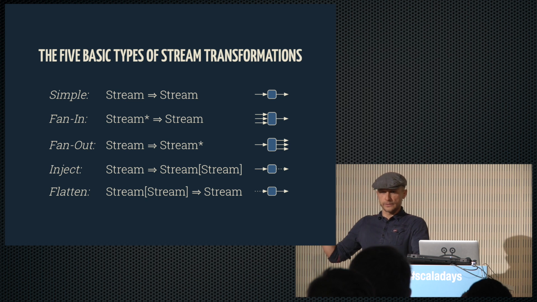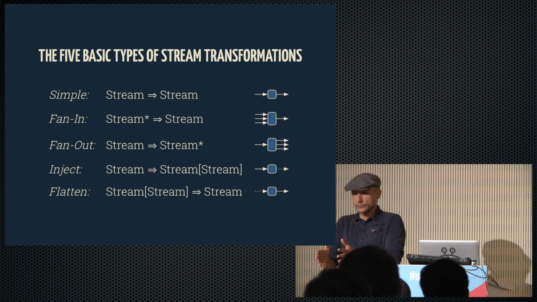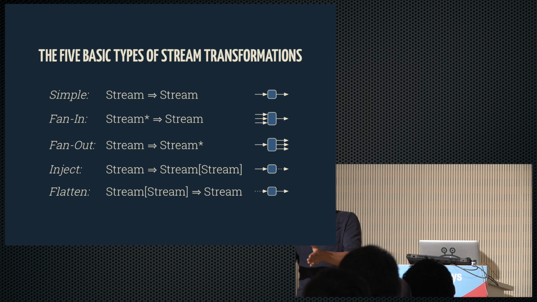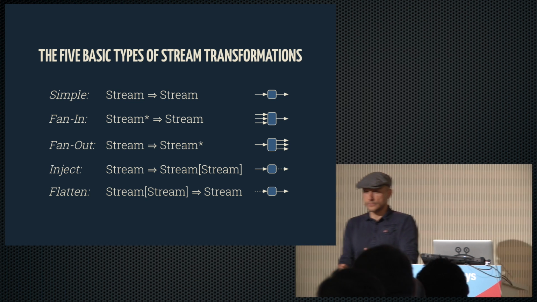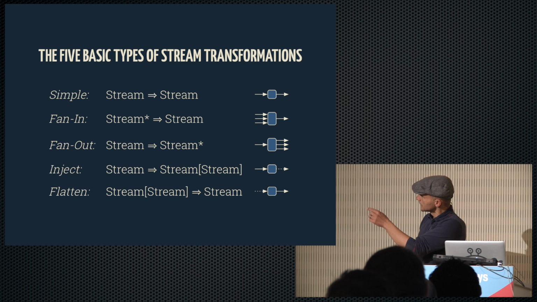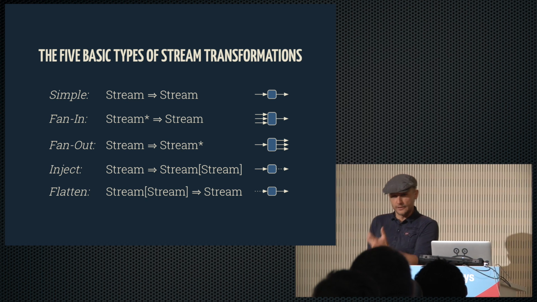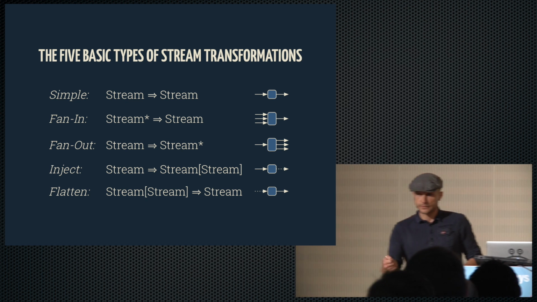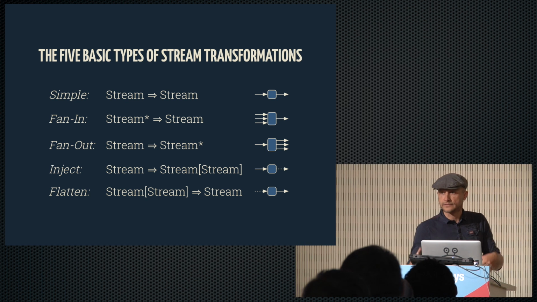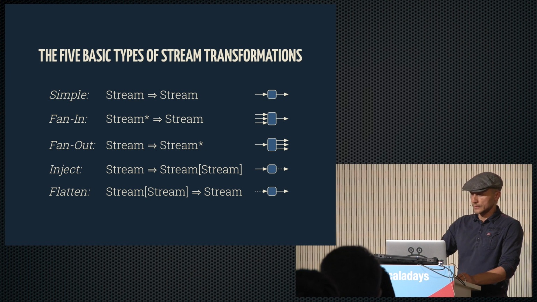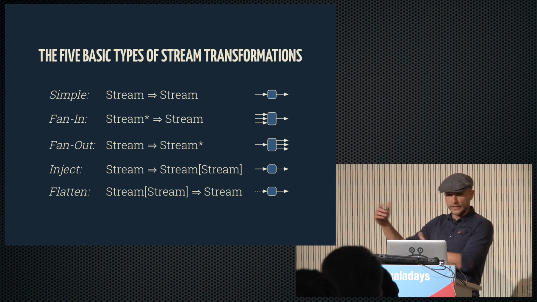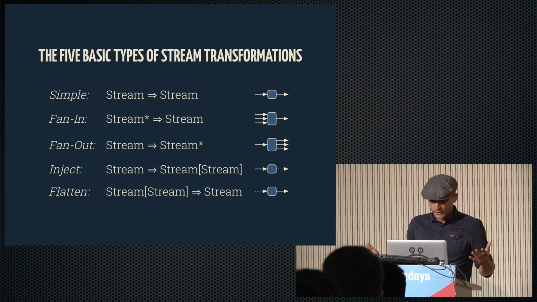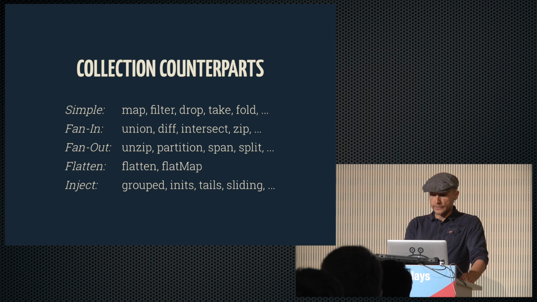One that I call inject, which takes a stream of elements and produces a stream of streams. So every element that comes out of this transformation is itself a stream that has elements. Just like you can nest lists or any other type of abstractions. And then, of course, you need a way to flatten those out again. So those are the 5 basic types of stream transformations.